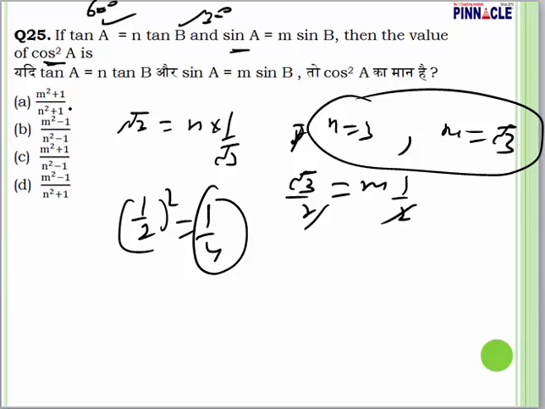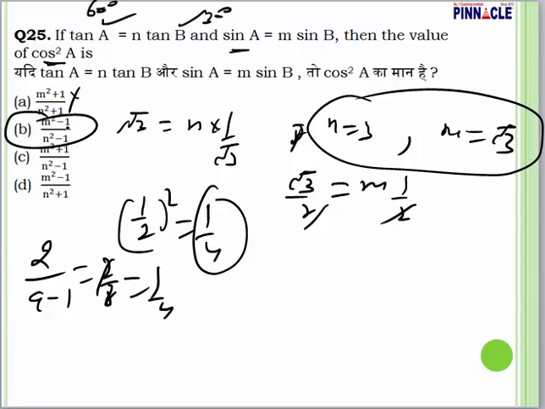So 3 plus root 3 square, that is 3 plus 1, that is 4. So it cannot be possible. Here root 3 means 3 minus 1, that is 2. 2 divided by n square, n square is 9. 9 minus 1, that is 8. 2 by 8, 1 by 4. So option B is the correct answer.